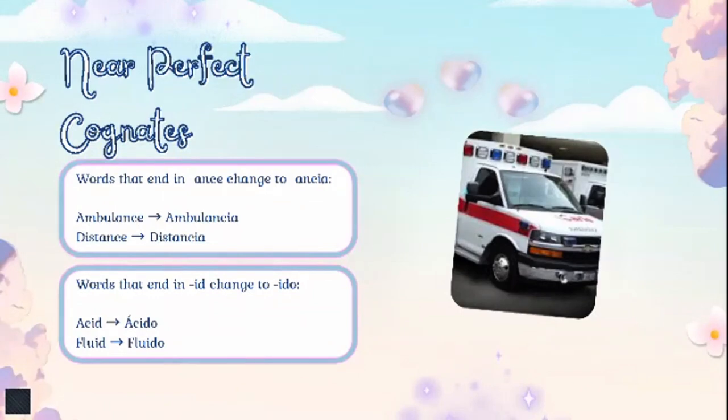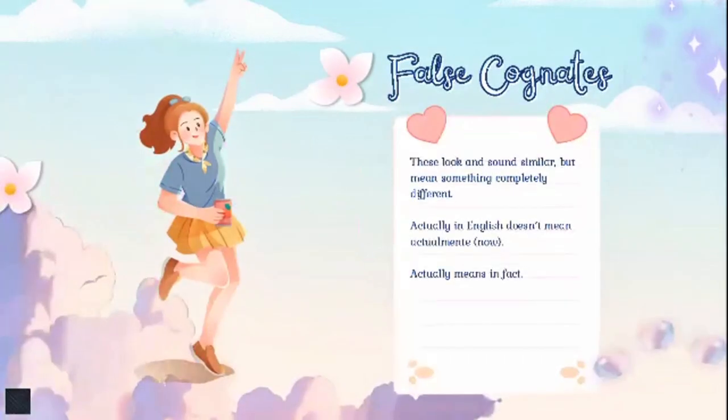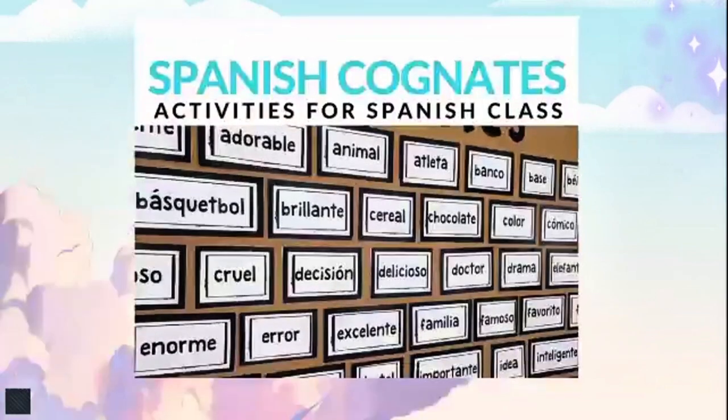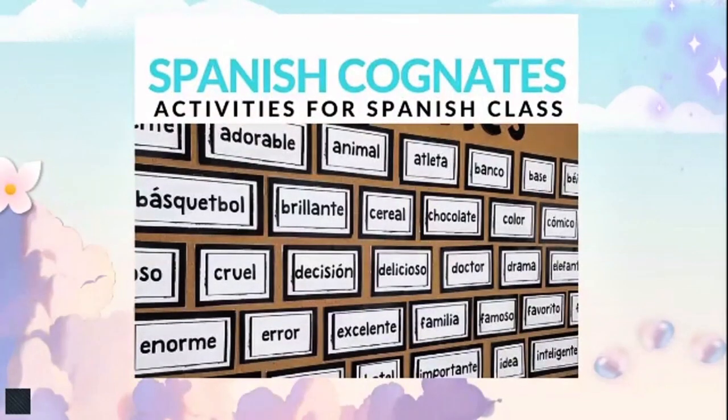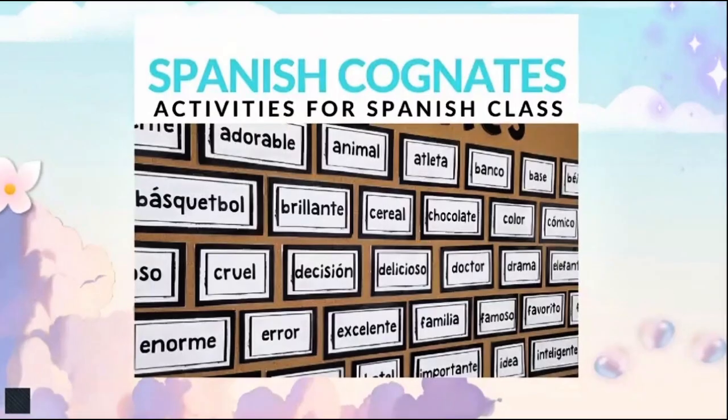Our next type of cognates is called near perfect cognates. These mean the same and can be converted from Spanish to English or English to Spanish by applying a simple rule. However, the rules are not applicable in every case. Examples of the rule: words that end in ance change to ancia, like ambulance to ambulancia or distance to distancia. Another unimaginably helpful rule says that if the words end in id, change to ido, like acid to ácido or fluid to fluido.